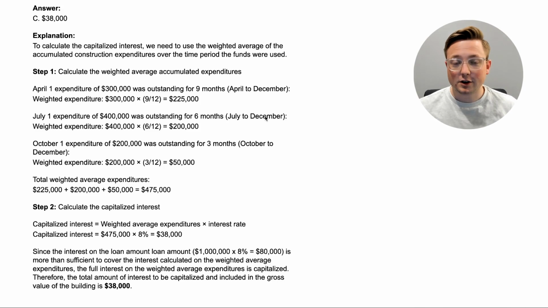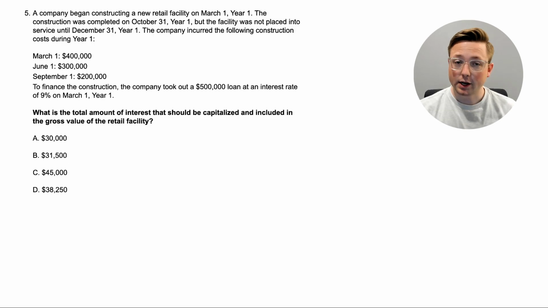Anyway, now that we've talked about how to capitalize interest, let's go to the next question to talk about it a little bit more. All right, here we are at question 5. What is the total amount of interest that should be capitalized and included in the gross value of the retail facility? Now, this question is very similar to the previous question. It's a little bit different, so you might have to think about it in a slightly different way. And I'm going to teach you one more rule about this if you don't take it into account yourself. But let's read through it. Again, this is very similar to the previous question, so I'm expecting you to probably do it on your own.